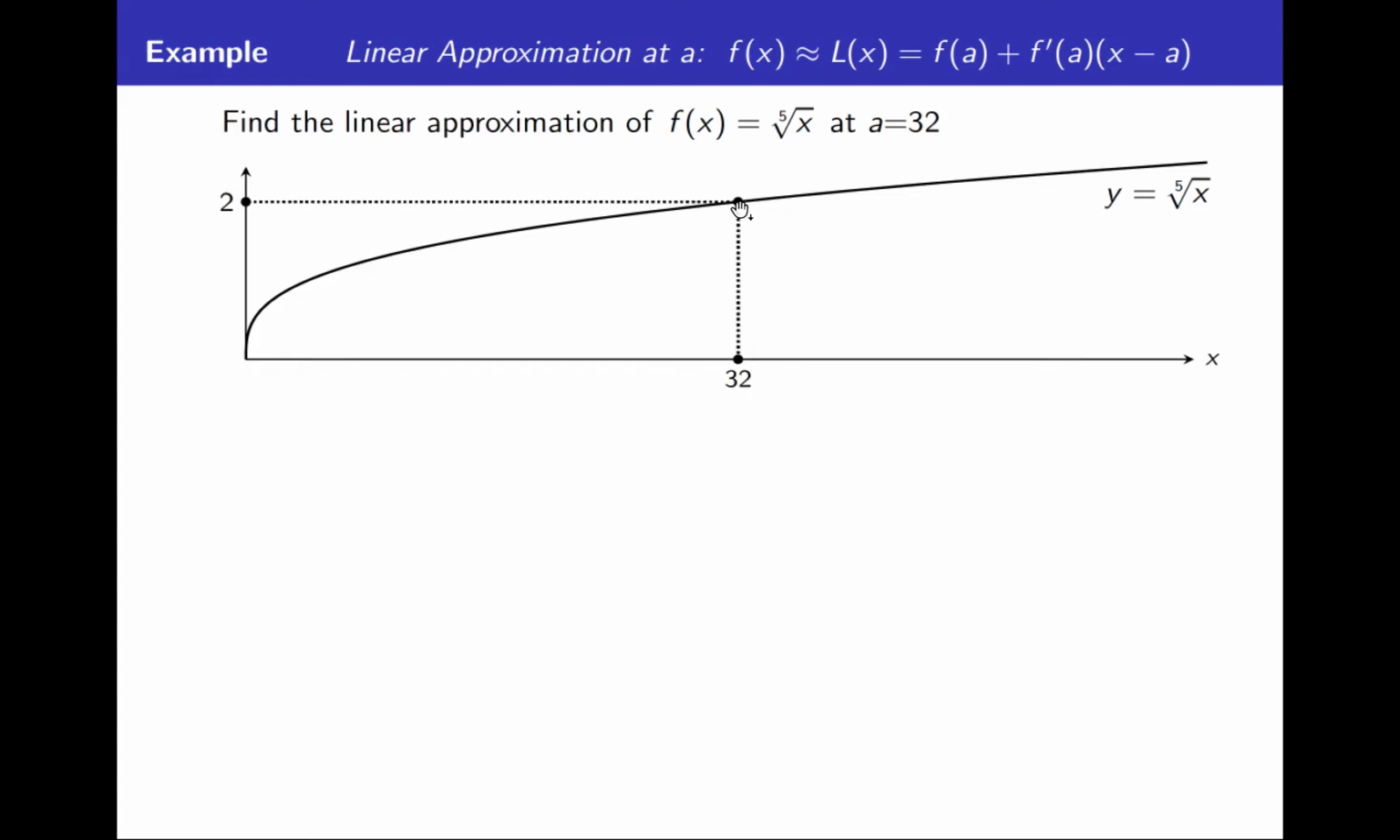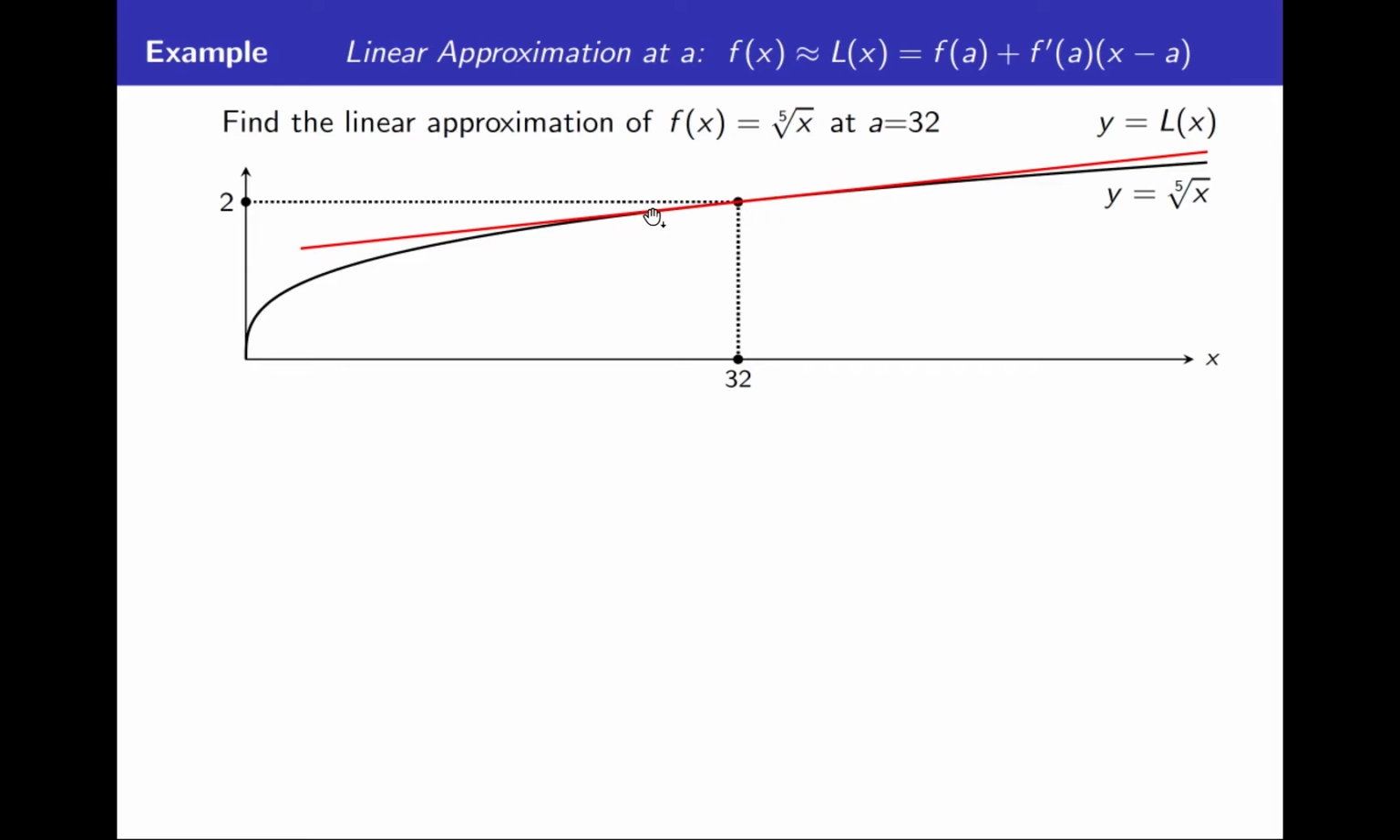Now f of 32 is the fifth root of 32. It equals 2. So we have a point (32, 2) on the graph of our function, and there's a tangent line to the graph at that point, shown in red here, and that tangent line is y equals L of x, the linear approximation to f of x.